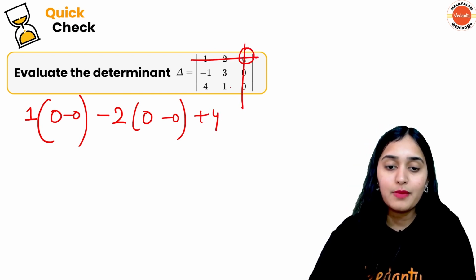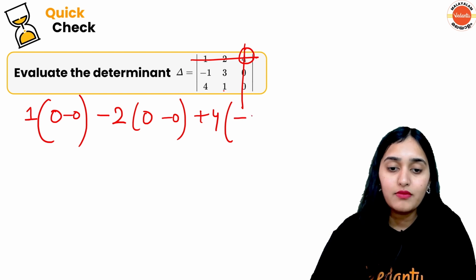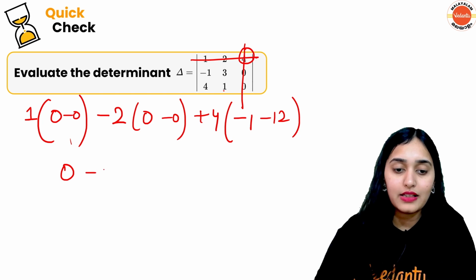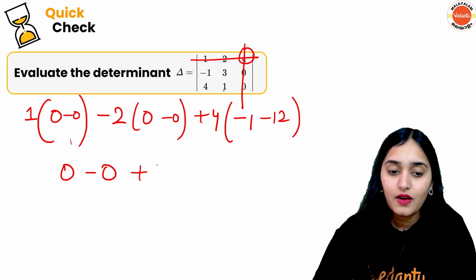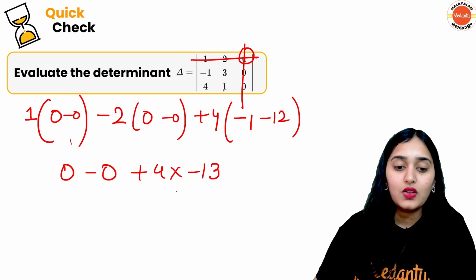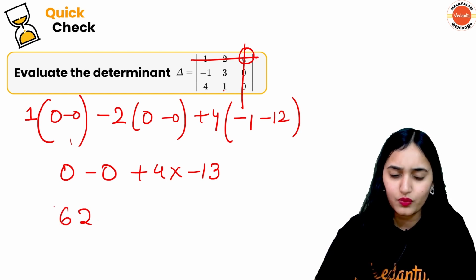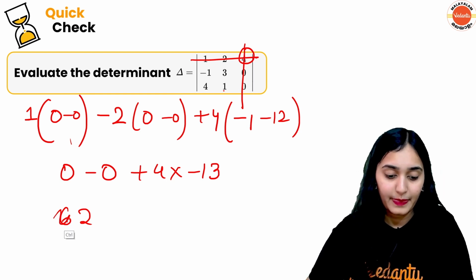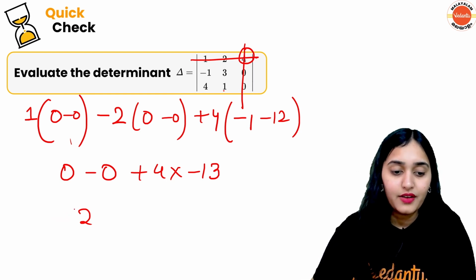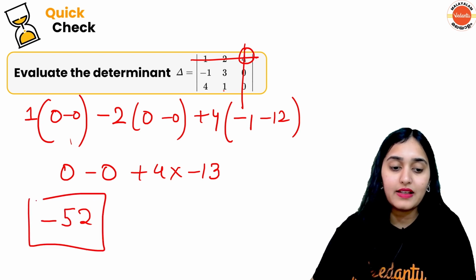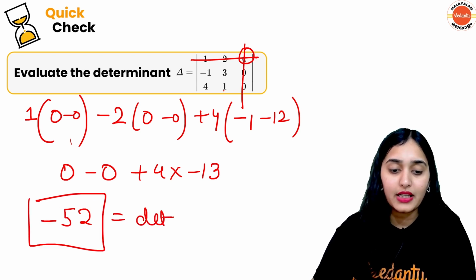4 will be multiplied with 1 into 1, minus 1, 4, 3 is a 12. So this is 0, this is 0, this is 4 into minus 1, minus 12 is minus 13. So minus 13 into 4 is 2 carry 4, 5, 6, 62. 4, 3 is a 12, oh 52, sorry. Yeah, 52, but minus 52. So this is the value of determinant.